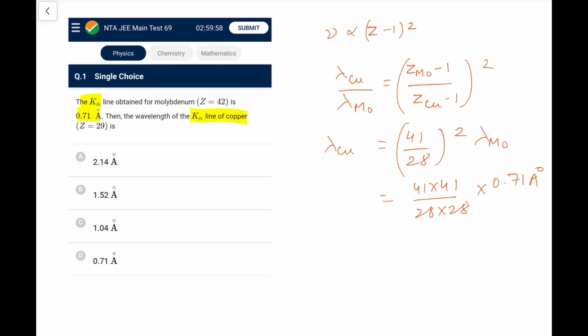Now check how much it would be if I take 28 upon 41. It comes out as 1.3, and you are left with 4. 28 fours would be 56, 112, so that is 80 left. So it would be almost 3. So it is almost 1.43 into 1.43 into 0.71. 1.4 is almost root 2, so its square is 2, so it is 2 into 0.71, so it is 1.4, 1.5. Closest must be 1.52 angstrom.